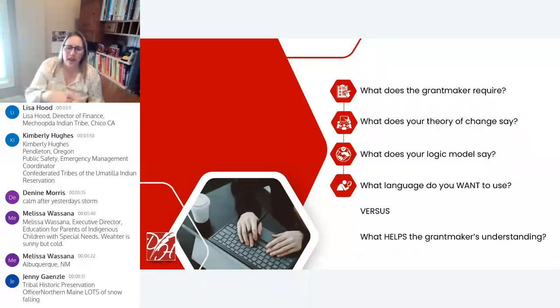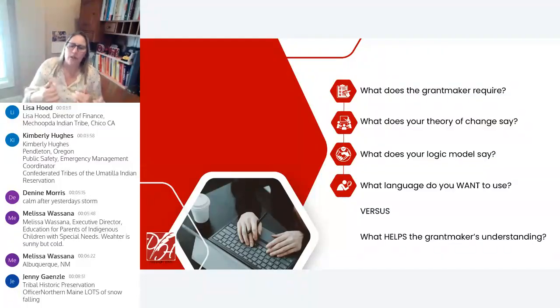Once we've done that, and we're going to dig into all 4 of these items deeply together today, then we're going to think about, relative to what the grant maker wants, what they're asking us, what does your organization's theory of change say? What does it mean? How might you tell that story in a way that aligns with the grant maker's requirements?